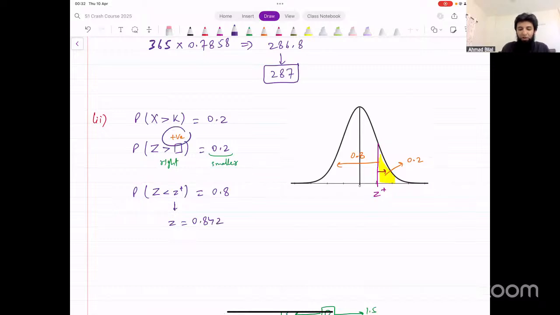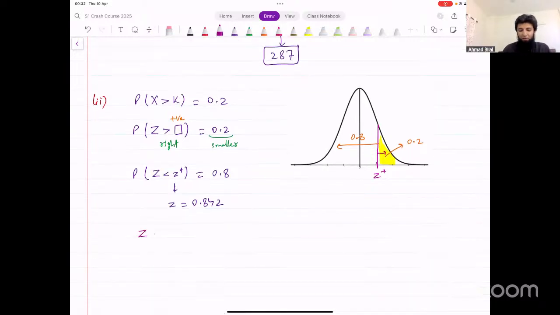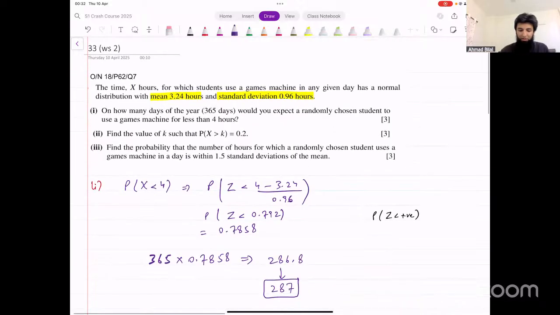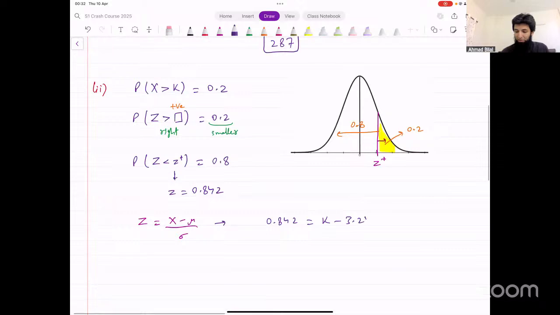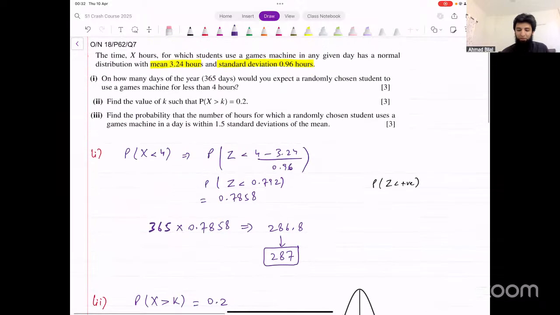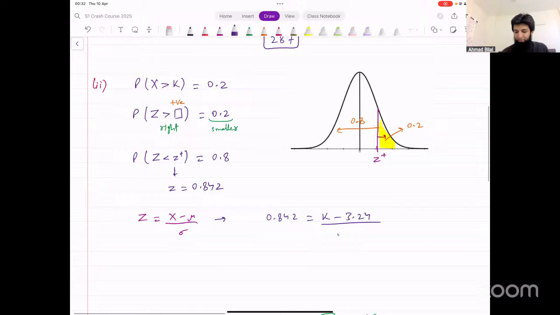So the z value turns out to be 0.842. And since we know it's a positive value, we keep it positive. Now we can just input values in the formula. z equals x minus mu over sigma. What does that give us? 0.842 equals x, which is k, minus the mean, which is what? 3.24, divided by standard deviation, which was 0.96. And that will give you the value for k.